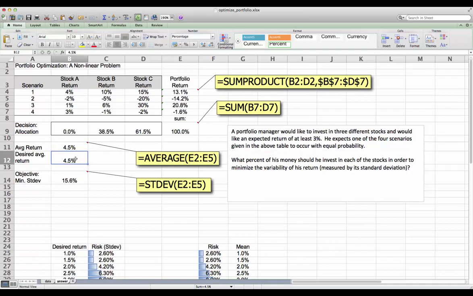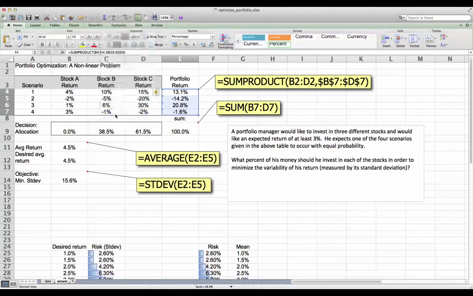So this is the desired level of return, which is our goal, and the objective is to minimize the standard deviation of those returns. Now, one thing to notice is that the standard deviation as a function is nonlinear in the return, and therefore it is nonlinear in the decision variables. So we cannot use linear programming to solve that.